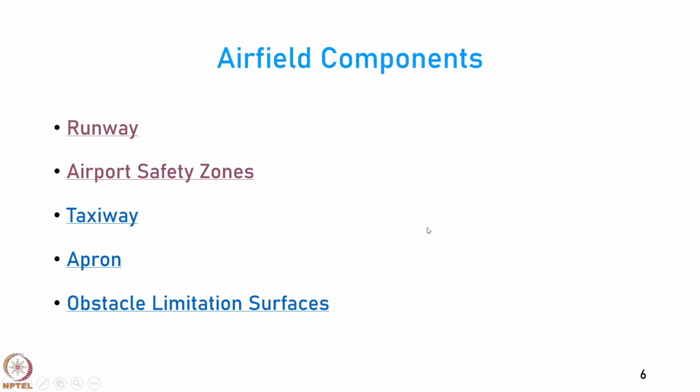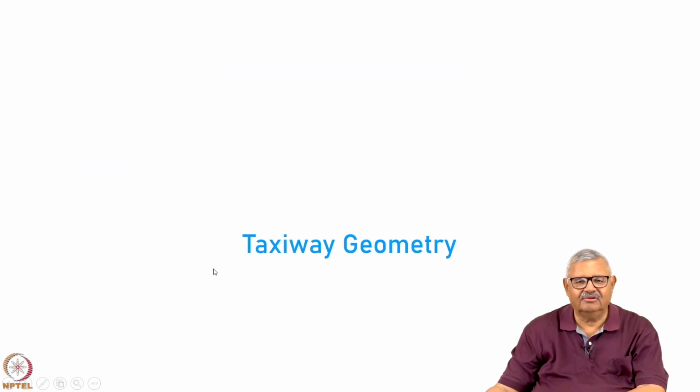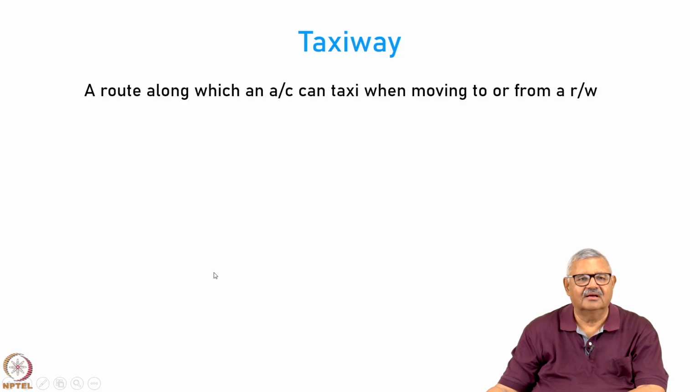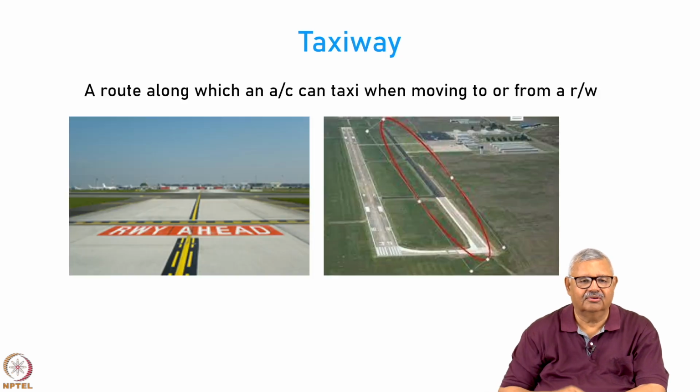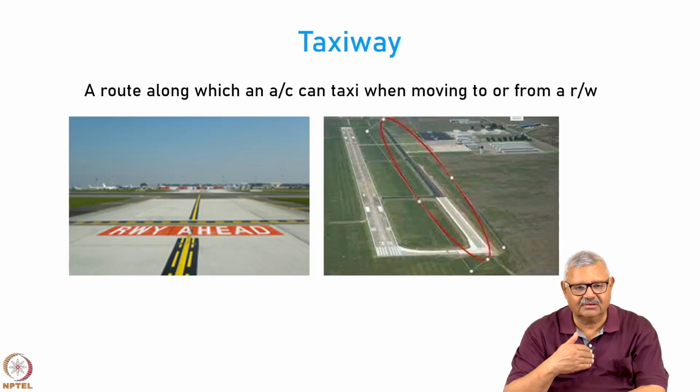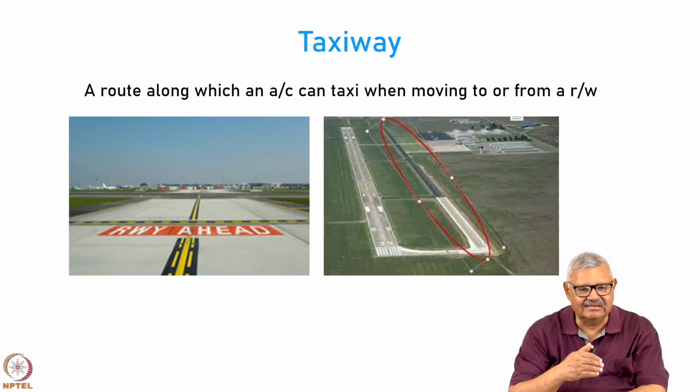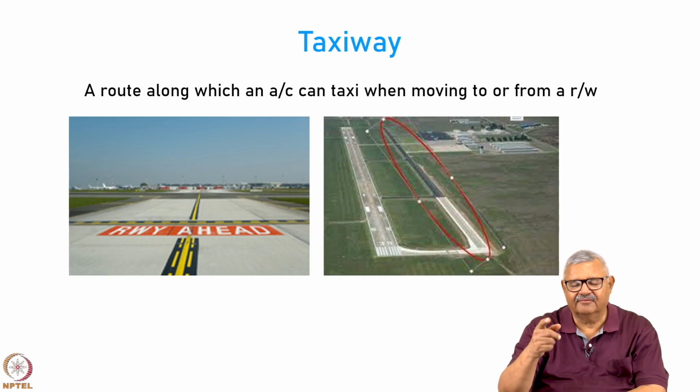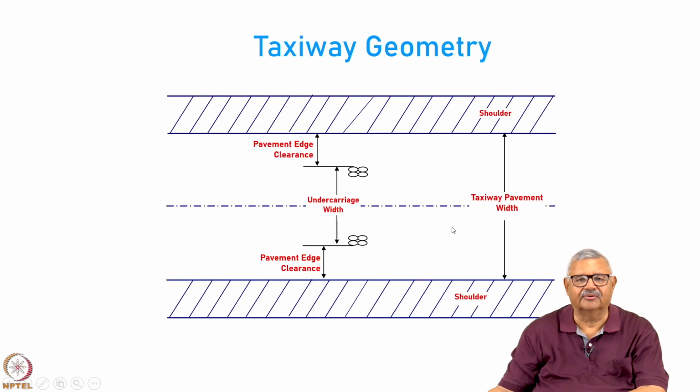Now let us move on to the next component of the airfield, which is the taxiway. Taxiway basically is a route along which the aircraft can taxi when moving to or from a runway. So, like on the left hand side, this is what the pilot sees when they are entering a taxiway, and the figure on the right shows a runway here, and in the red colored we have marked a taxiway with some small separation between the runway and the taxiway from safety point of view.